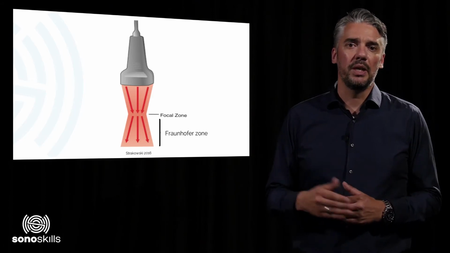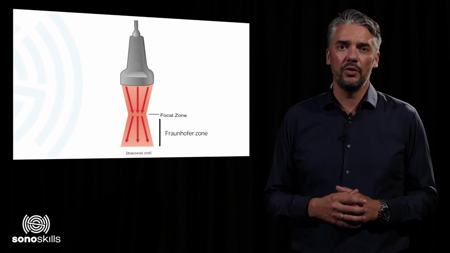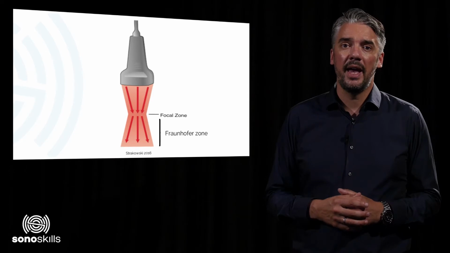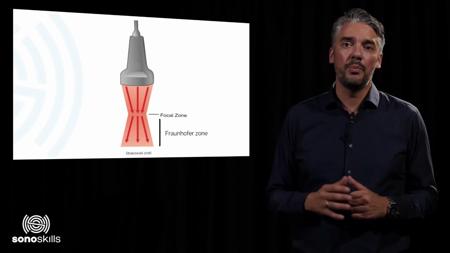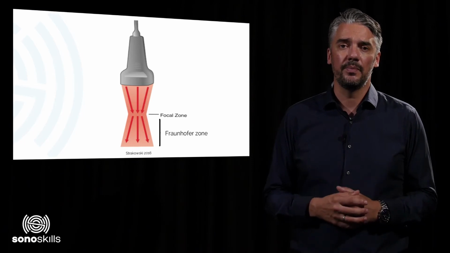The region beyond the Fresnel zone, in which the ultrasound beam has started to diverge, is known as the Fraunhofer zone or far field and is associated with poorer lateral resolution due to beam divergence.